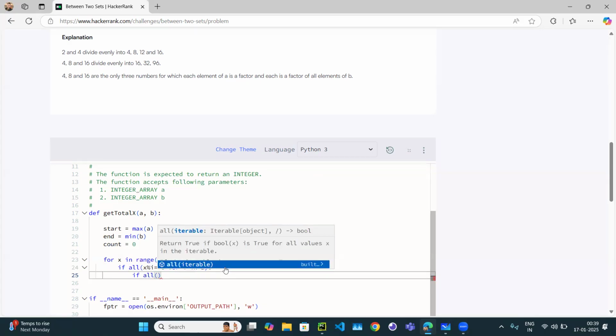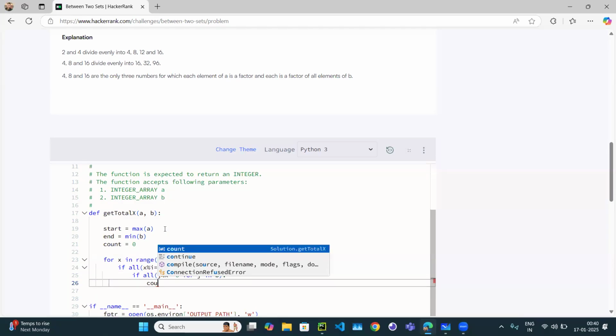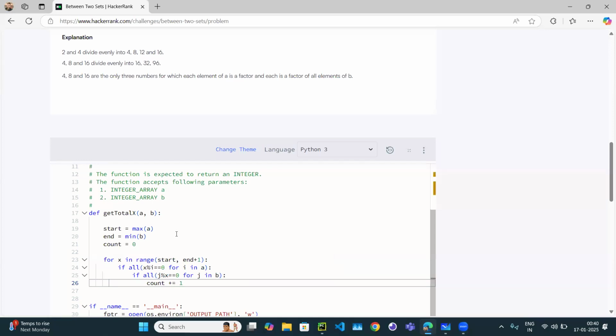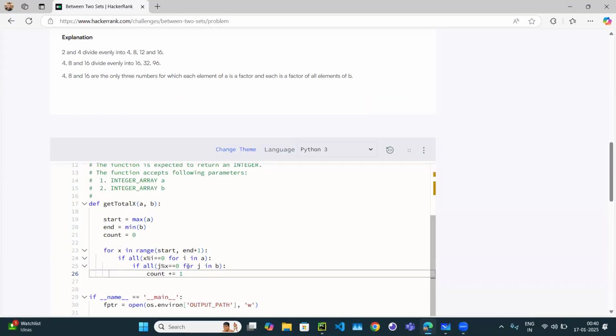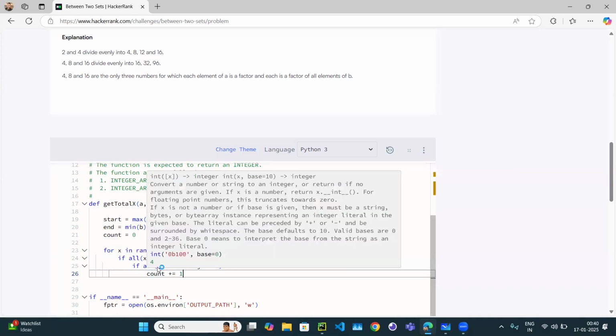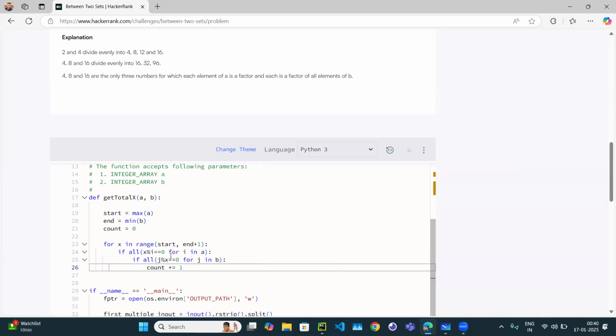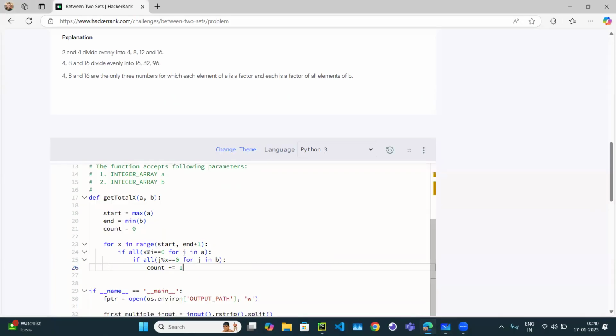What is the second condition? In the second condition, I will put j and then the modulus of x equal to 0, for j in b. In the second condition, what I'm doing is picking all the elements of b, for j in b, and putting the element of b, that is j, in the numerator and that particular element, that is x, in the denominator. And I am checking if all the elements are divided.